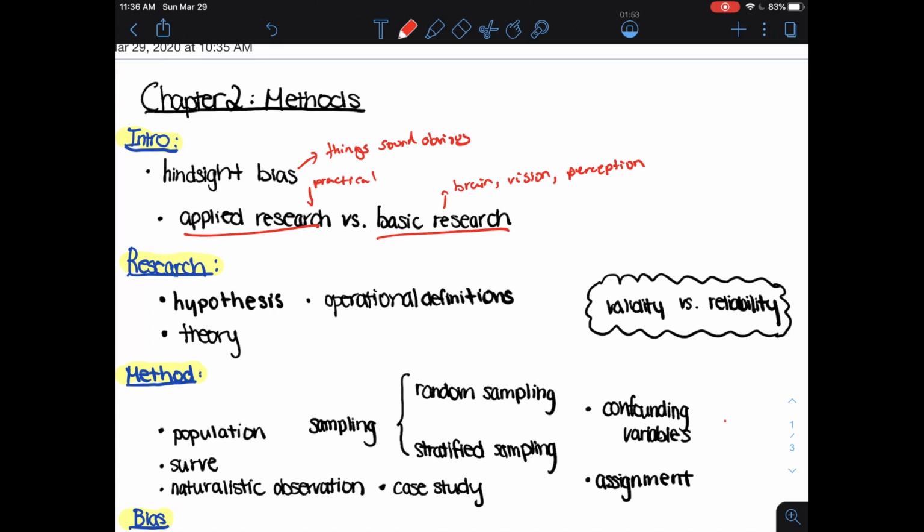And then we look at the actual research process. So in research, first we have to come up with a theory. So a theory aims to explain some phenomenon and allows a researcher to later generate a hypothesis in order to collect data that might support their theory.